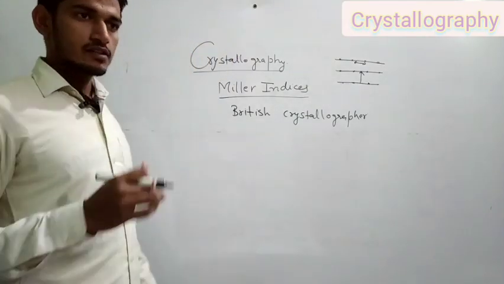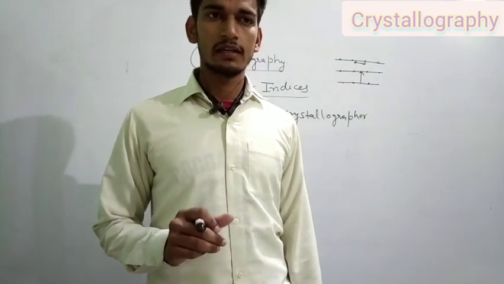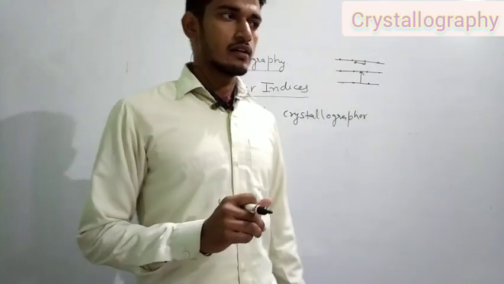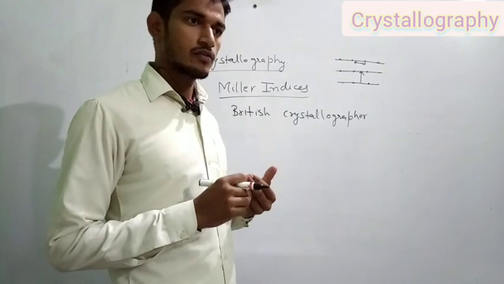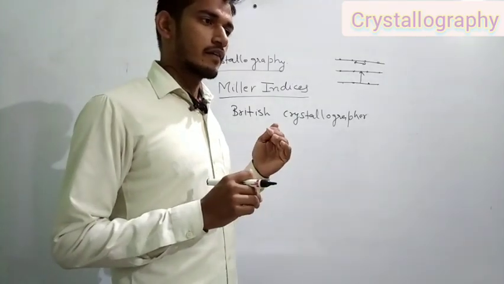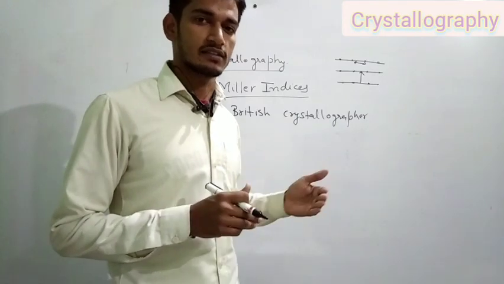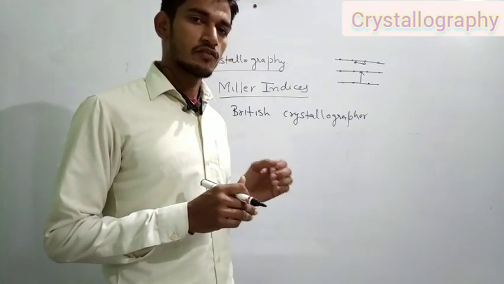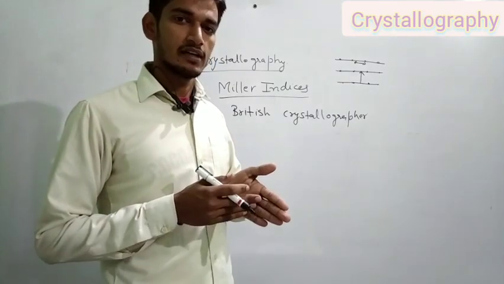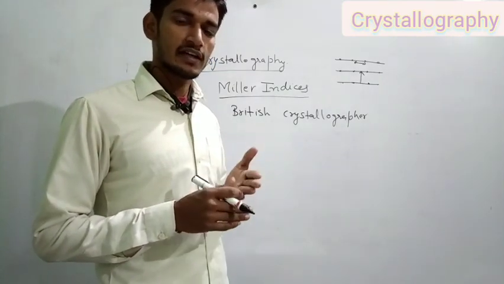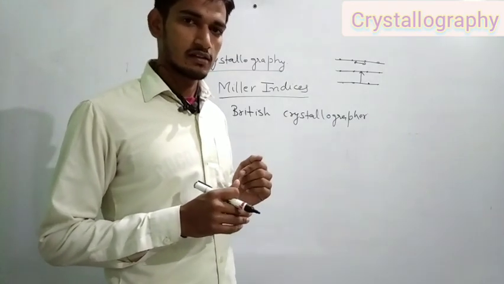Now we will discuss some important properties of Miller indices. Actually, Miller indices explain the different properties of the crystal. For example, an infinite intercept represents that the crystal plane is parallel to that axis. If Z is equal to infinite intercept, it means the crystal plane is parallel to the Z axis. If Y is equal to infinite intercept, it means the crystal plane is parallel to the Y axis.